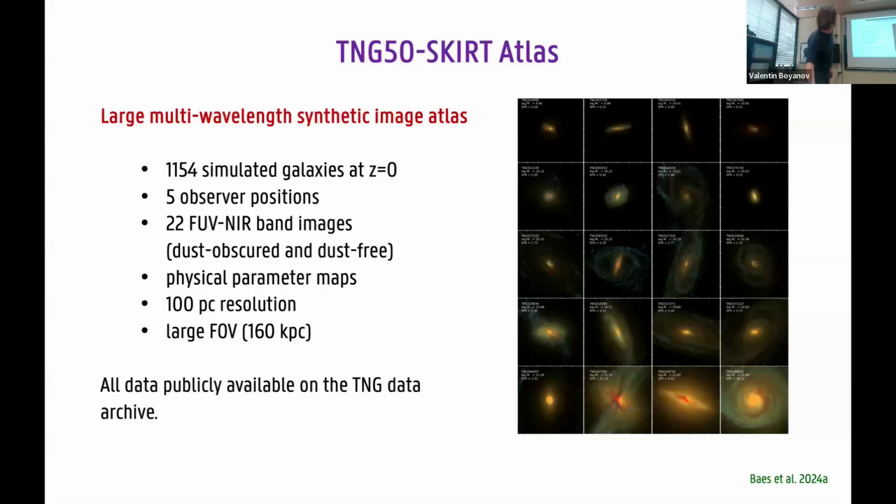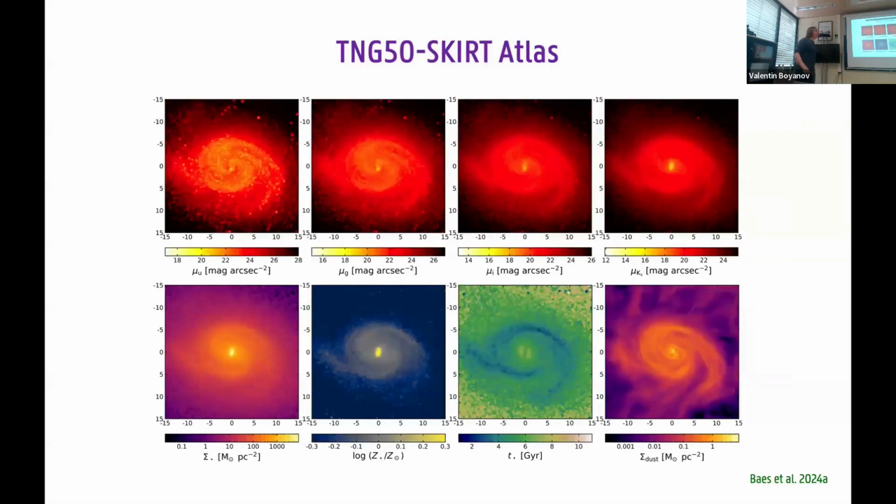You can see a number of examples here. All these data are publicly available. If you're interested in playing with mock images, you can go to the TNG data archive. This is a zoom of one of the images, where you have images from the U band all the way to the K band in the near infrared. Then you also have a stellar mass map, metallicity map, age map, and dust mass map, so you can try to compare these observed images with the intrinsic properties.